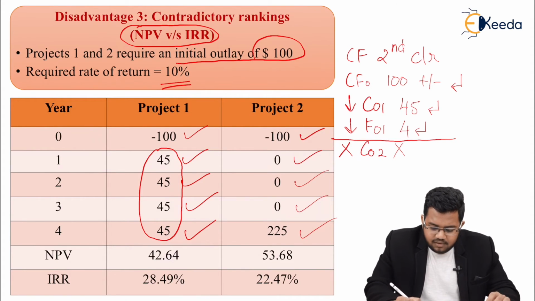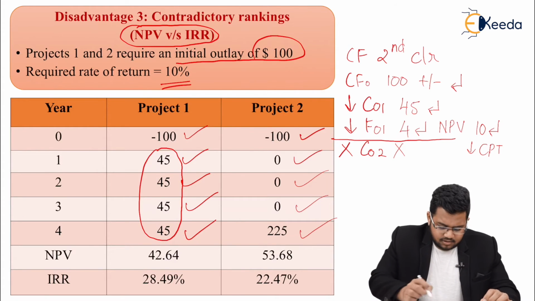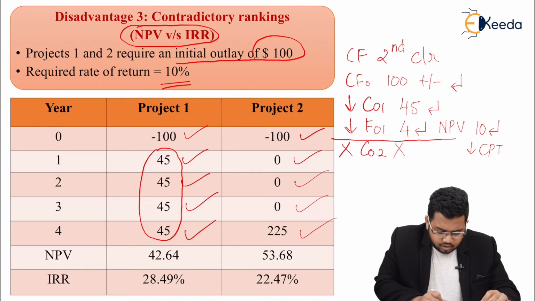After you are done with F01 equal to 4, you can directly start computing NPV. So you press NPV, then it will ask for interest rate. Interest rate is 10. Enter. Down. Compute. You should get 42.64 on your Calc.